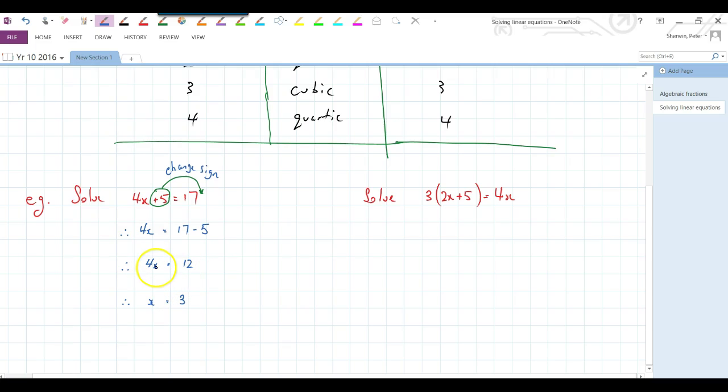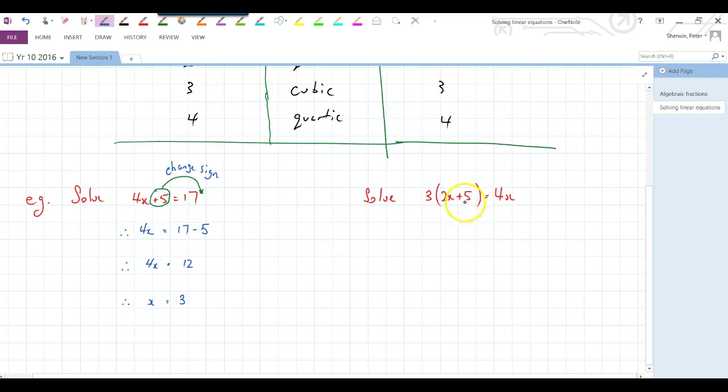You divide by 4 because this is 4x and we want x. We need to do the opposite of what has already been done to the x. 4 times x, divide by 4, unravels that, dissolves the 4, and we've got our solution. Let's go over here to this one.